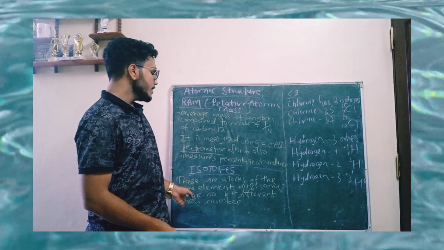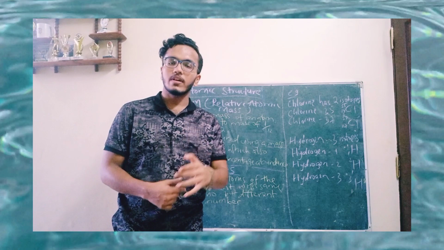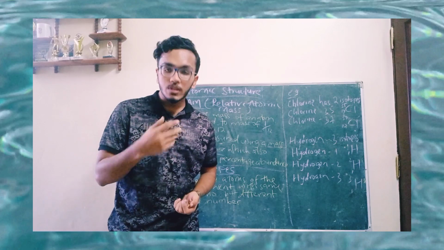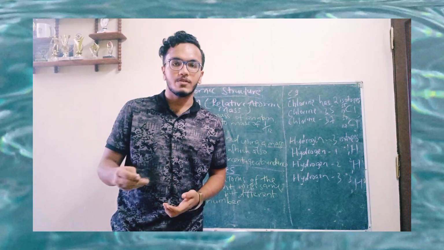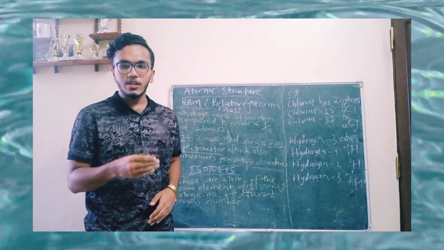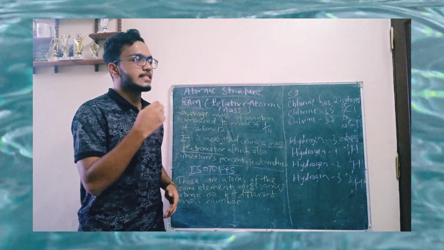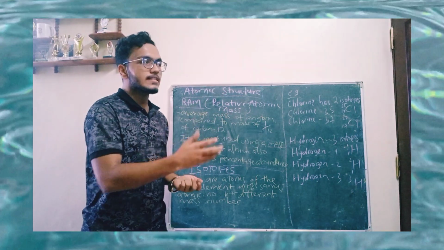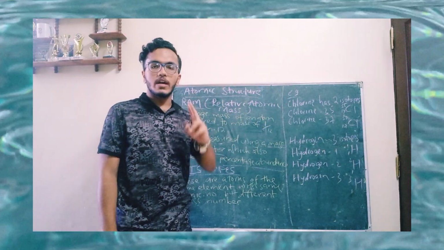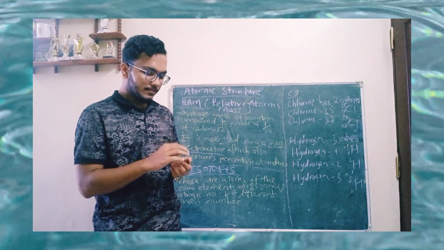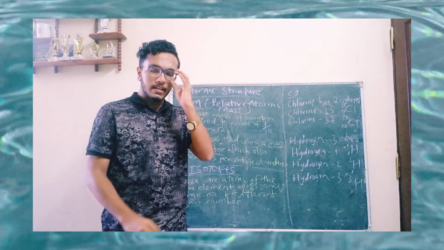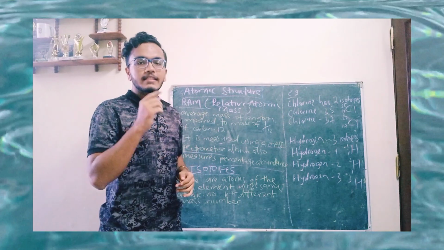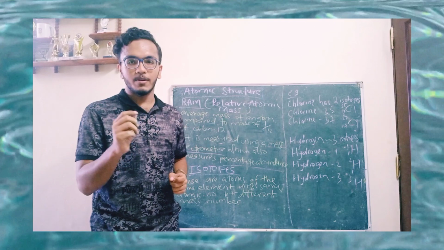Isotopes are atoms of the same element with the same atomic number but different mass number. We know the meaning of atomic number, which is the number of protons in the nucleus of an atom, and mass number, the sum of protons and neutrons in the nucleus. So when I say isotopes are atoms of the same element with the same atomic number but different mass number, what do I mean? Chlorine has two isotopes. They have the same number of protons but a different number of protons and neutrons in total. So the difference in mass number is due to the difference in number of neutrons.